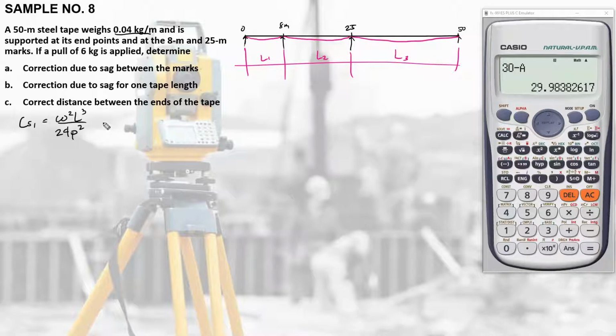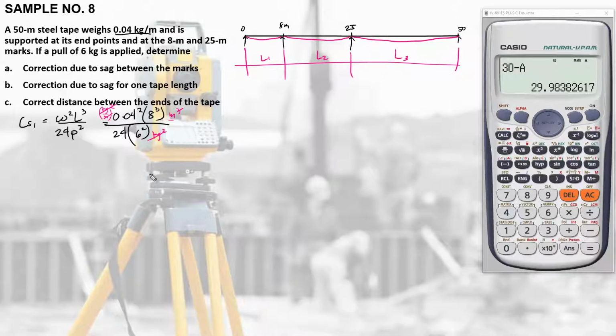So, substitute lang natin. The linear weight natin is 0.04 kilogram per meter squared multiplied by L. Ano ba yung L? 50 or no? Dahil hanggang 8 meters lang siya, yung 8 meters lang i-consider natin. Since 0.04 kilogram per meter, and 8 meters lang naman yung i-consider mo sa sag dyan, yung 8 meters lang yung gagamitin natin dito. And then 24, and yung force P is 6 kilograms. Take note of the units para sure. This is kilogram per meter, squared. This is meter cubed. This is kilogram squared. Makakancel yung dalawa nito. Matitira yung isang meter. So, meter lang matitira. Yun lang din yung gagamitin natin doon sa iba pang dito.